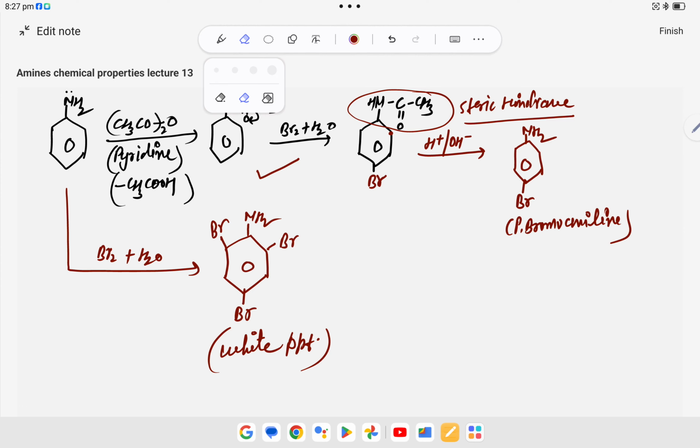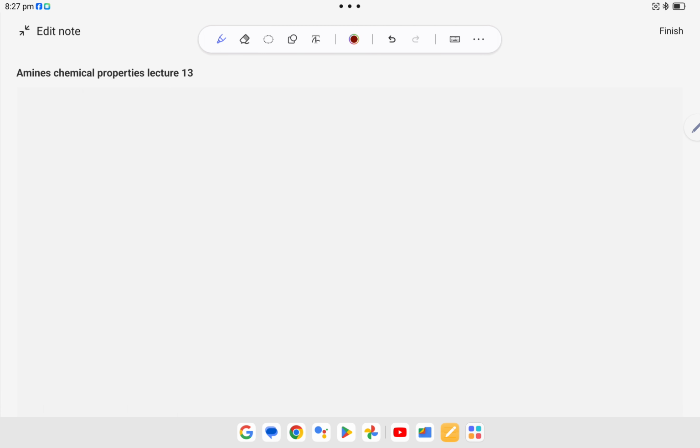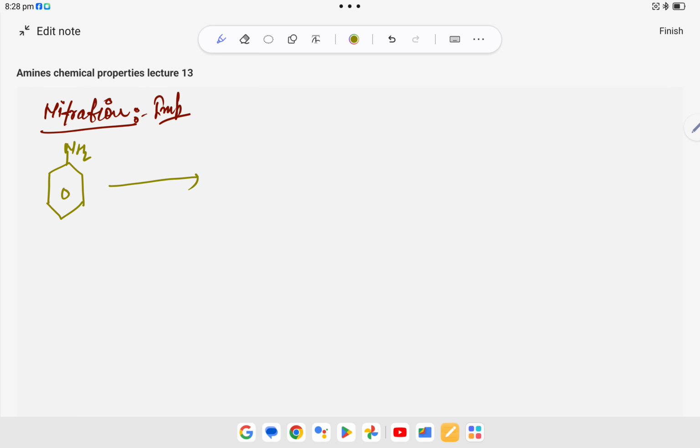Come to the nitration. That reaction is very important, and you will understand why. Here we have aniline. How is the nitronium ion generated? HNO3 and H2SO4. Here I am telling you how it will be generated.